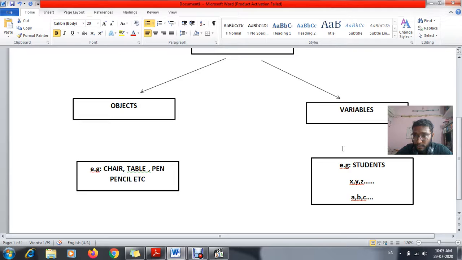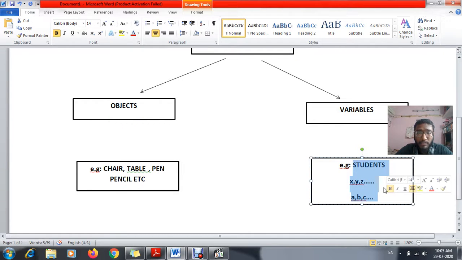Okay, another best example of variables is x, y, z, a, b, c. That means any alphabets will be considered as variables. Now, as you know, each and every variable will be having a different nature. Different nature means, as you know, attributes mean their nature.